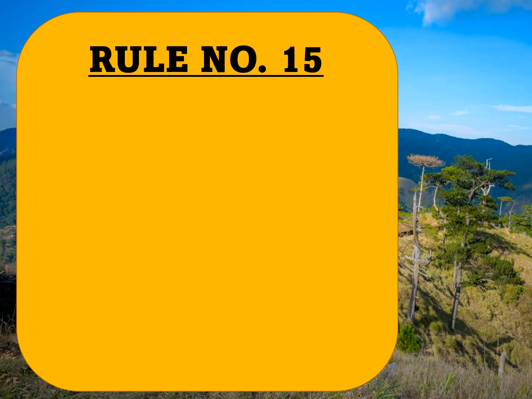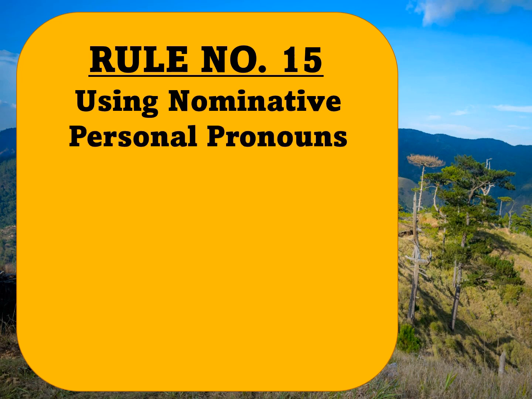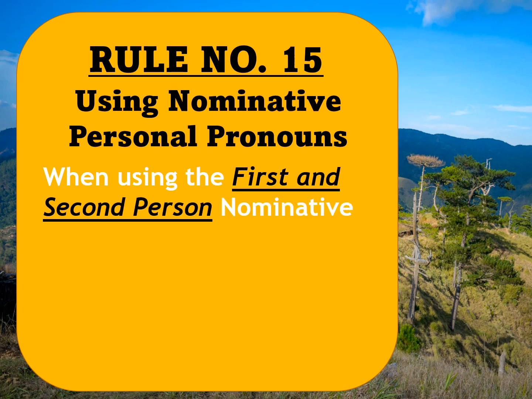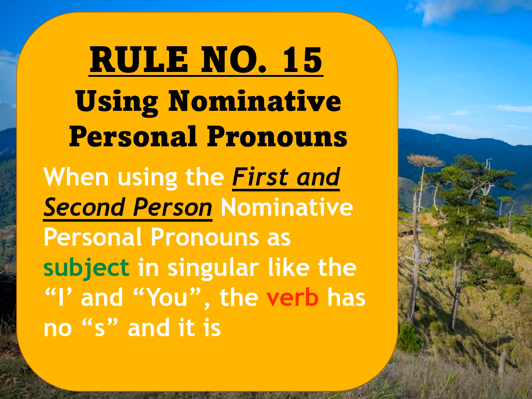Rule number 15, using nominative personal pronouns. When using the first and second nominative personal pronouns as subject and singular, like the I and you, the verb has no S and it is in base form.